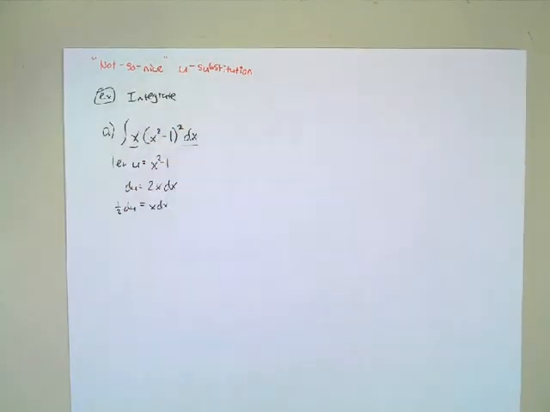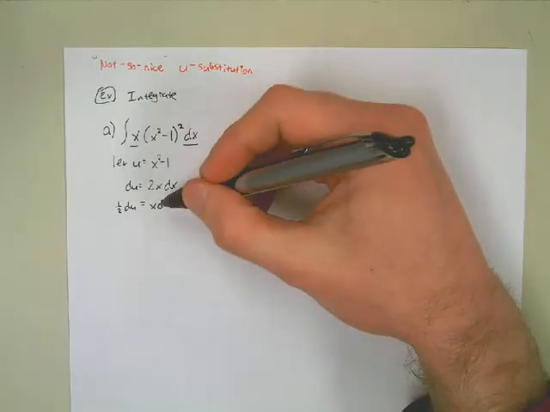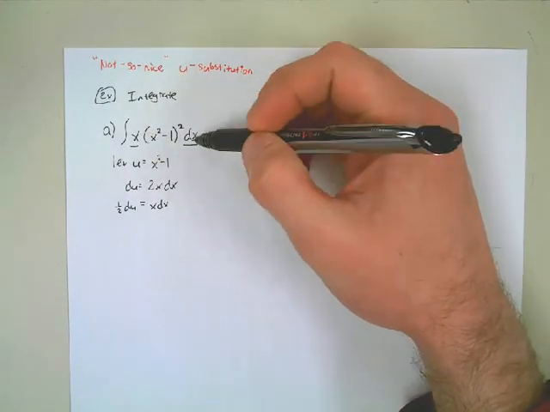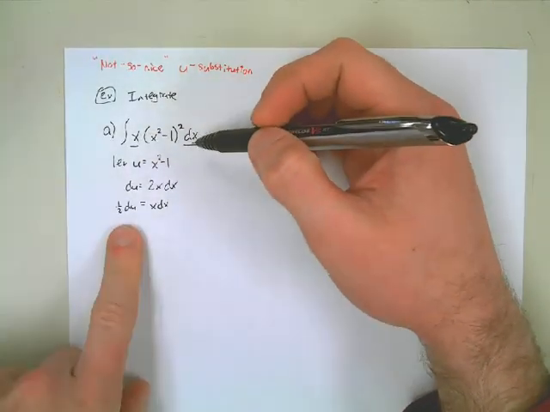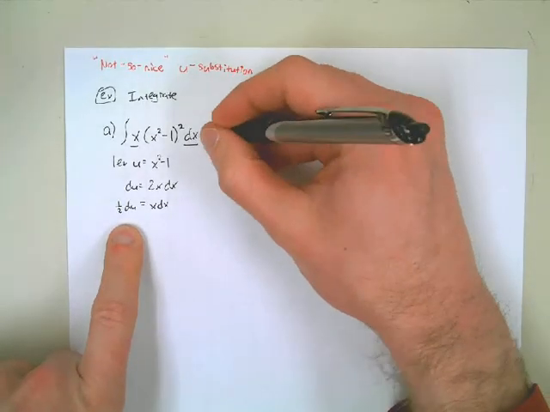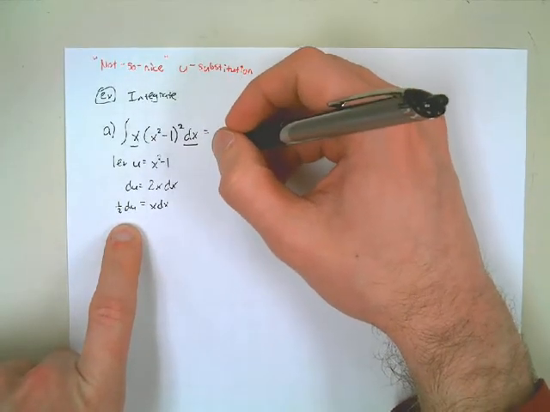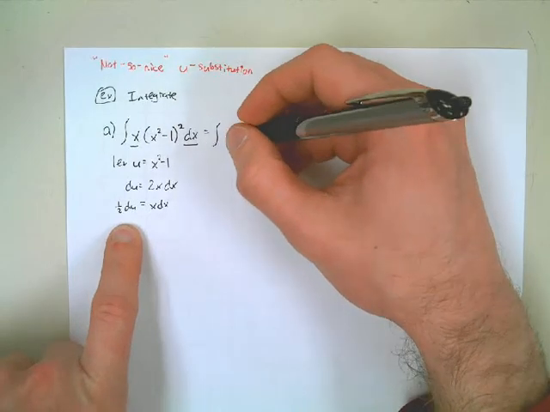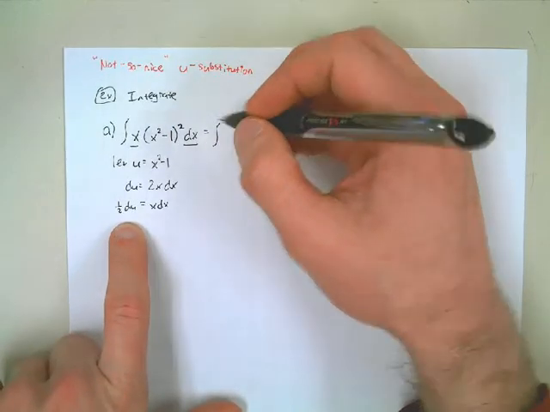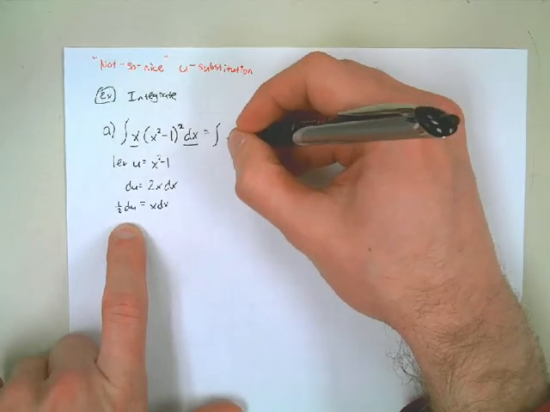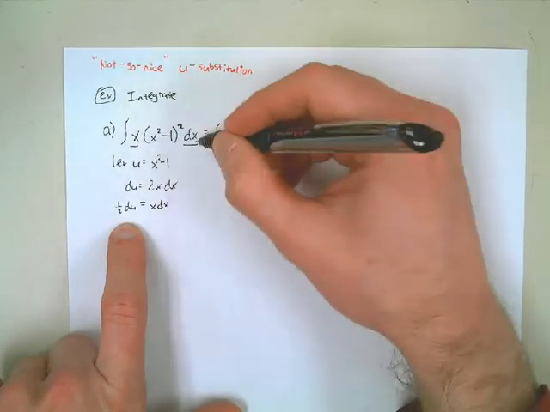So what does that mean? When I replace x dx, what does x dx get replaced with? 1/2 du. All right, so let's rewrite our integral then. X squared minus 1 squared becomes u squared. The x dx becomes 1/2 du.